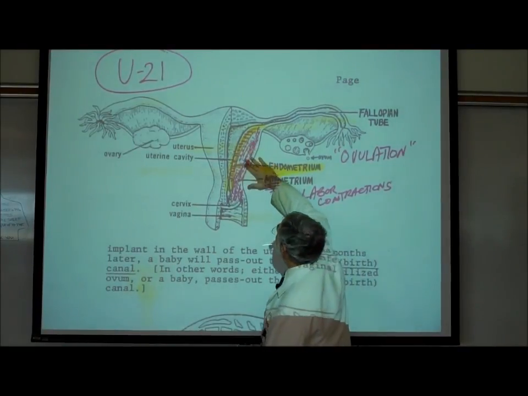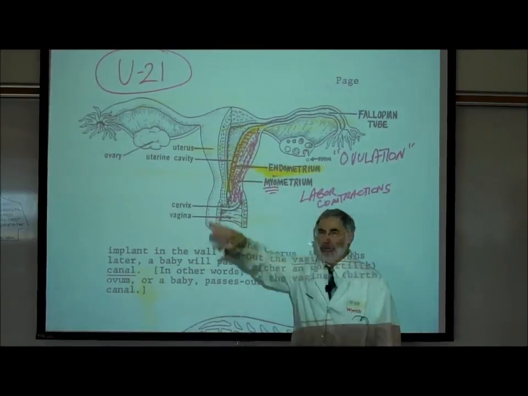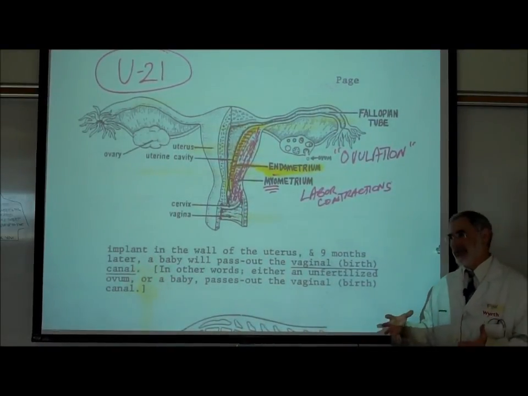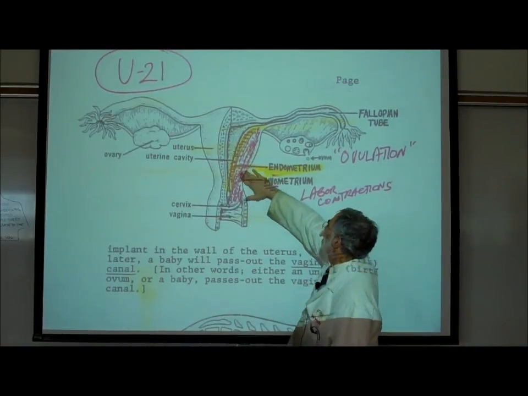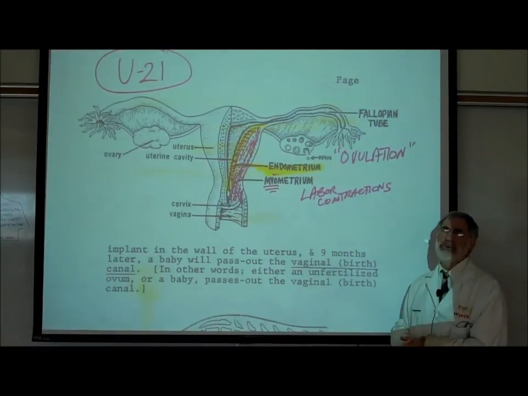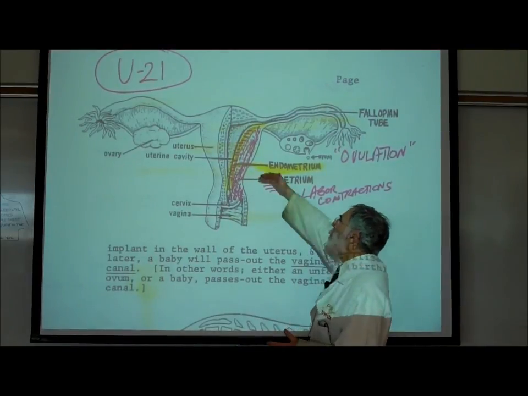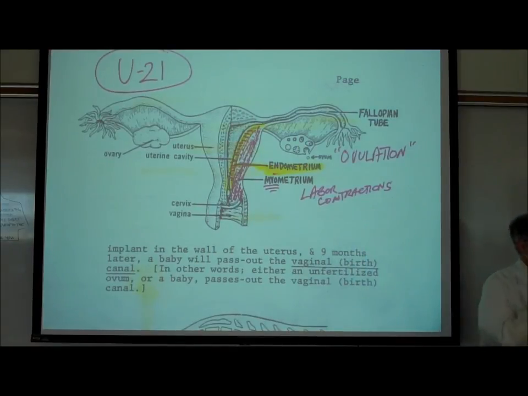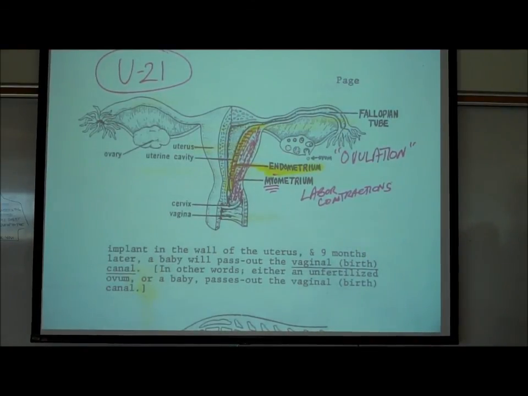The outer layer of the uterus, the wall of the uterus, is called the myometrium, and the Greek root myo means muscle. This is a muscular layer, a muscular wall that contracts. So you'd say, well, why would it need to contract? To push the baby out during childbirth. That's called labor contractions, and that involves contraction of the uterus.